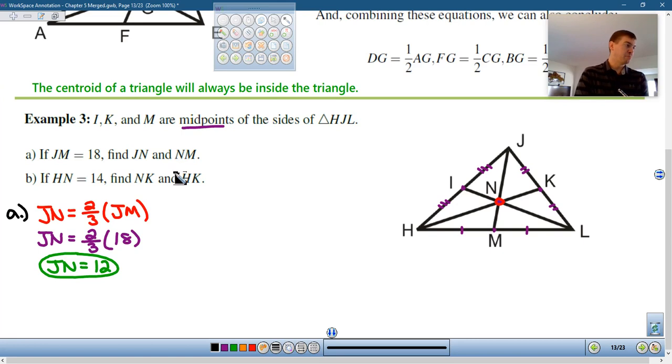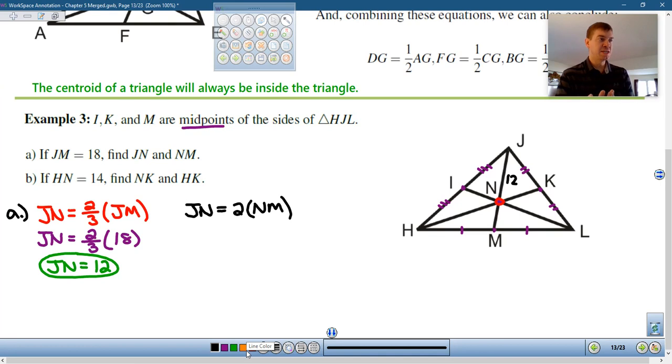Okay, the second part of part A is asking us to find NM. Well, we know that so far this is 12, and that's 2/3 of JM. So that means that NM is 1/3. Well, we already talked about the fact that JN in this case would be 2 times what NM is. I know that says it differently than what's up here. Either you say NM is half of JN, or you say JN is 2 times as much as NM. I don't care which one you go with.